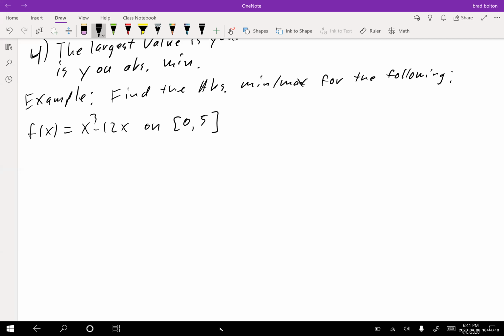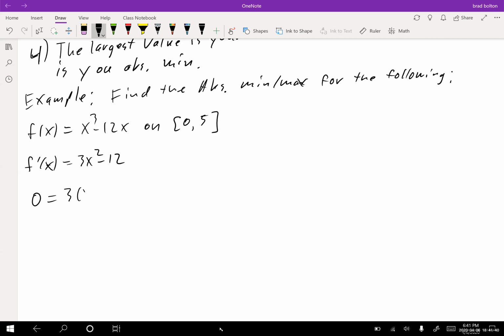Next thing we see is they gave us an interval from 0 to 5. So that's our domain, that's our interval, and it's closed. So what did the extreme value theorem promise us? The extreme value theorem promised us that if we have a continuous function on a closed interval, we are guaranteed to find an absolute min and max. So all I have to do is find f prime. That would be 3x squared minus 12, okay? And now I have to find my critical numbers. So I'm going to set this equal to 0.